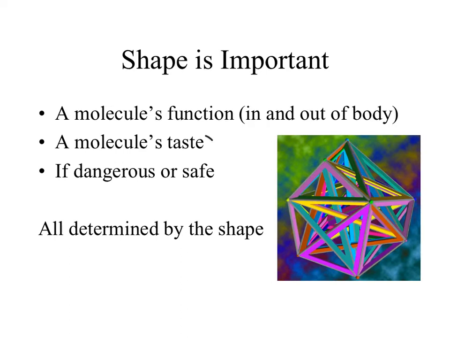It also can determine the taste of the molecule, right? Is it sweet, salty, sour? And also if it's dangerous or safe. Can it bind to different proteins in your body, which can screw up function, which could eventually be dangerous, right? So shape in the chemical world is actually really important for a lot of how it affects us.